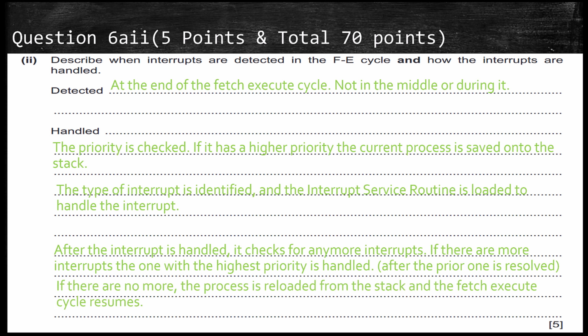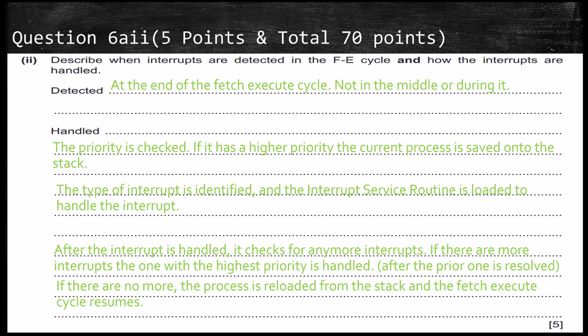If there are no more interrupts, the process is reloaded from the stack and the fetch execute cycle resumes, again, starting with fetch, starting with the program counter. You cannot check for interrupts during the middle of the fetch execute cycle. And that brings our total to 70 points.